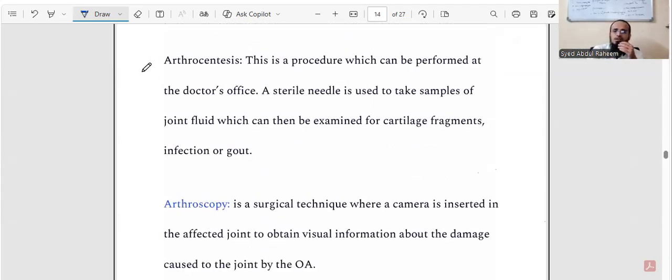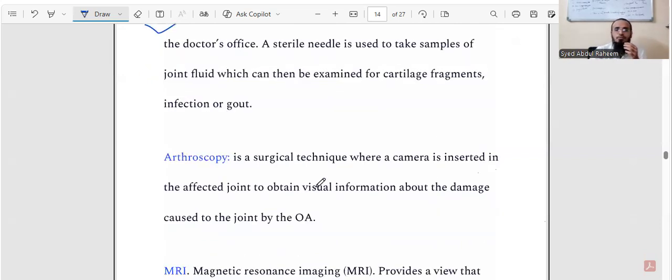And sometimes arthrocentesis is also done, meaning a needle is inserted and a sample of the fluid present in the joint, synovial fluid, is taken. Then it is examined, because if cartilage material is in that fluid, it means cartilage degeneration is happening, or they will check for any infection. Arthroscopy, by inserting a camera, they will see the whole structure.